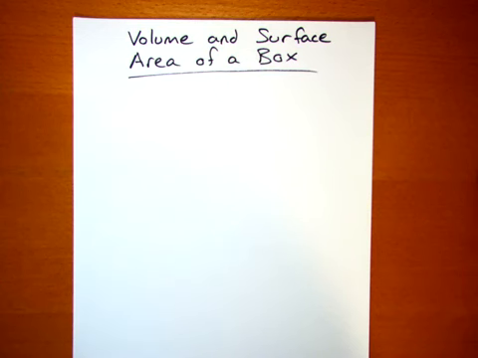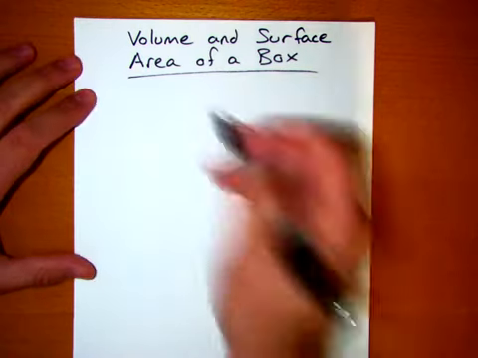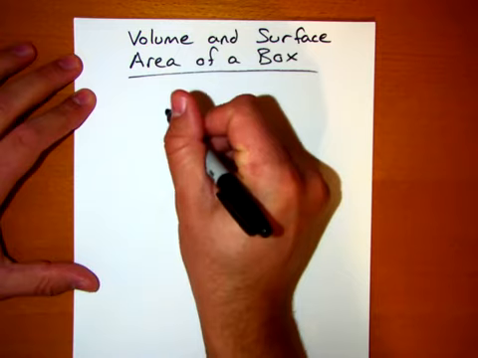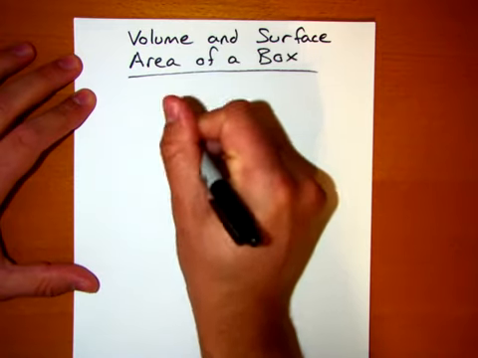Okay, here's the question. Find the area and volume of a box that is 10 centimeters wide, 5 centimeters long, and 2 centimeters high. Well, when you say area, I'm going to assume that you're talking about the surface area of the box. So let's go ahead and start. So this box, and let's see if I can draw this.